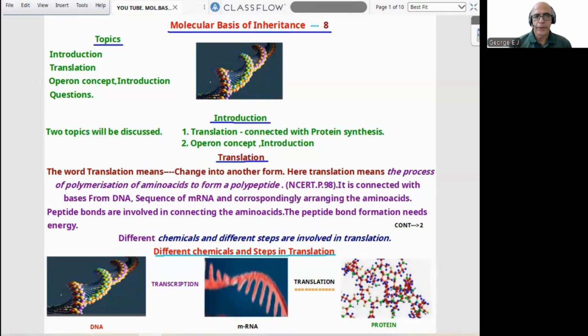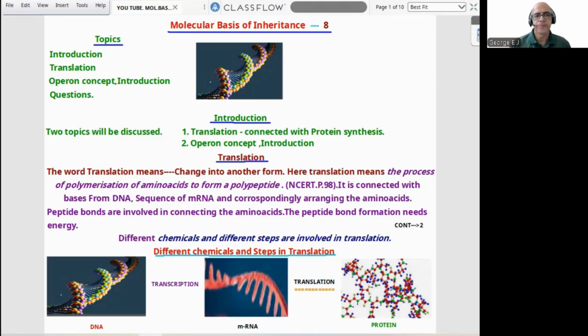There'll be, as usual, an introduction. Then translation is a big area. Then Operon concept and introduction. In the next episode, we'll be discussing the Operon concept. If time is available, we can proceed to the Human Genome Project also. So here, mainly translation and Operon concept introduction. Then, as usual, 5 theory questions and 5 NEET model questions with the key. So we can proceed. As an introduction, translation is connected with protein synthesis, then the Operon concept introduction.